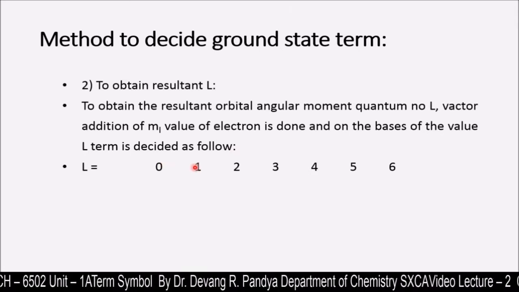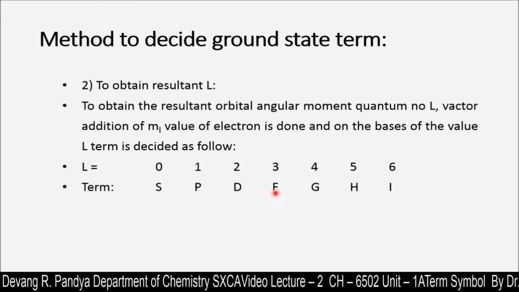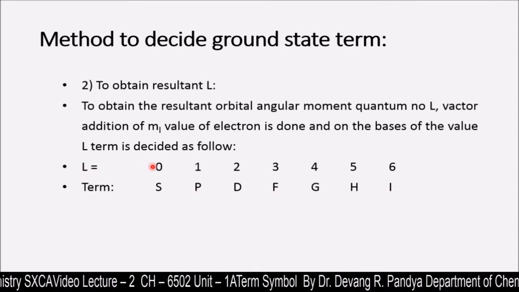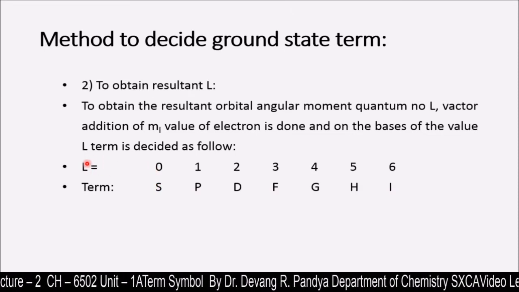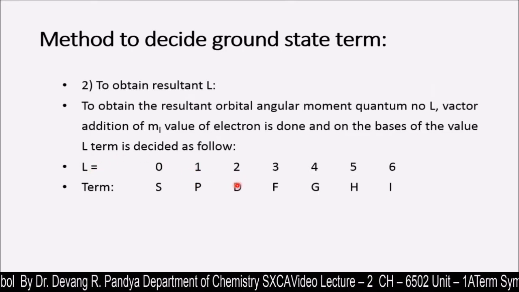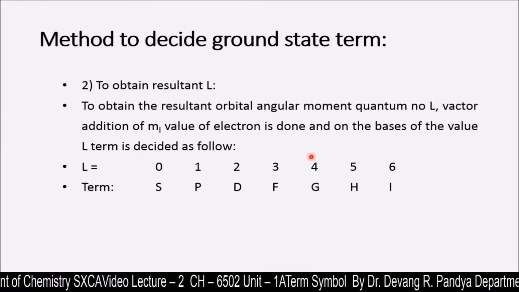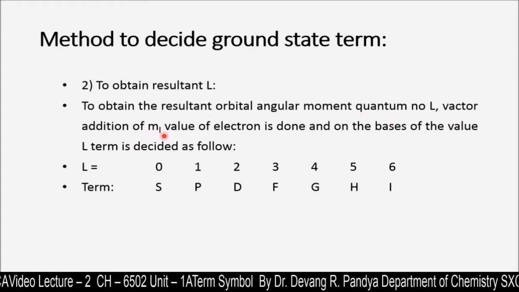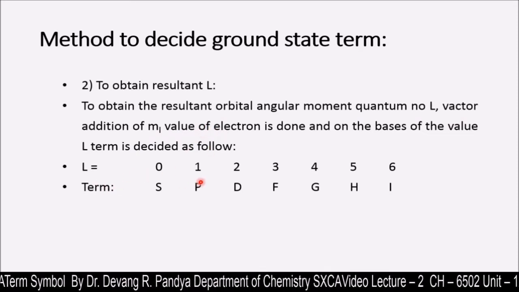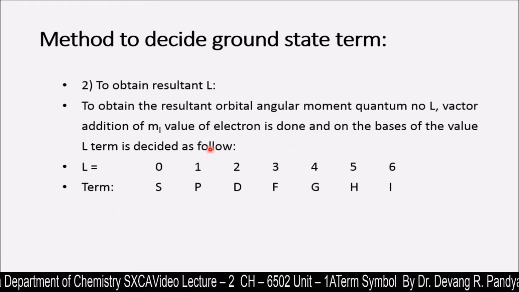If the value of L is equal to 0, 1, 2, 3, 4, 5 and 6, we can assign terms like this: S, P, D, F, G, H, I, that way. So for L value 0, we can assign term S. For L value 1, we can assign term P. For L value 2, we can assign term D, and so on. That way we can get the value of L from the vector addition of the m subscript L values, and using that value we can assign different terms. As you may not understand this yet, I need to put an example for that.